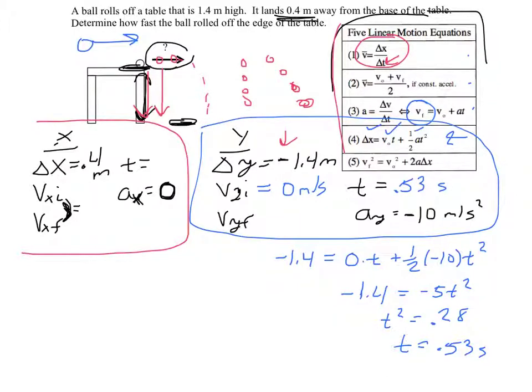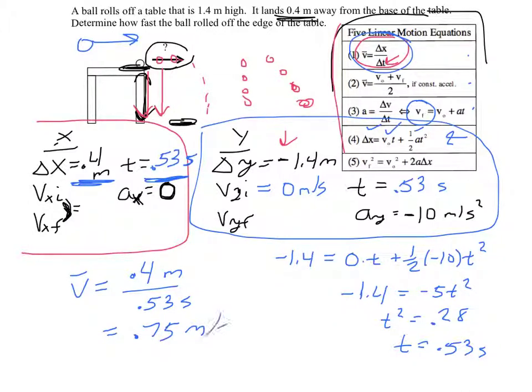Now if it takes that long to fall, that's how much time it also has to travel horizontally. The times are the same for both. So it falls and it moves 0.4 meters to the right in a time of 0.53 seconds. So I can use equation 1 for x. It says the average velocity is 0.4 meters over 0.53 seconds, and that will tell me the average velocity in the x direction, which is 0.75 meters per second, and that is Vx, and it's Vxi, it's Vxf, because Vx never changes.